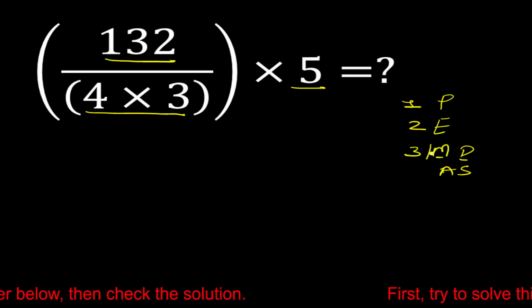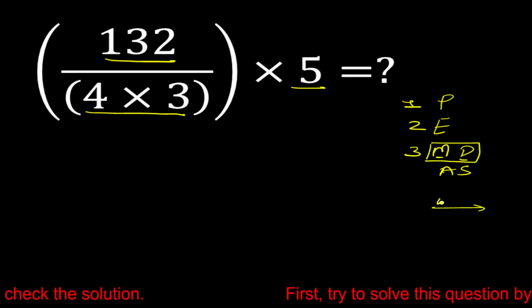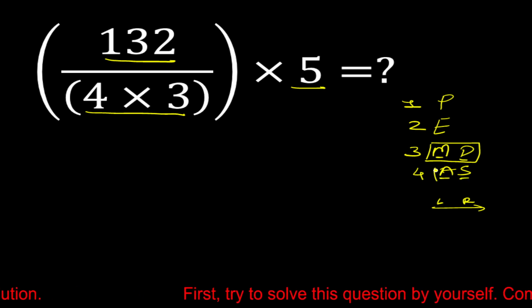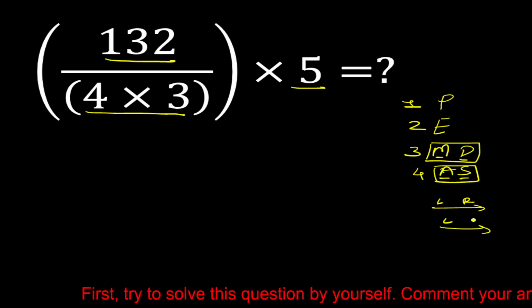and division. Here multiplication and division both have equal priority, so we have to solve it from left to right. And fourth and last priority is addition and subtraction. Also addition and subtraction both have equal priority, so we have to solve it from left to right.